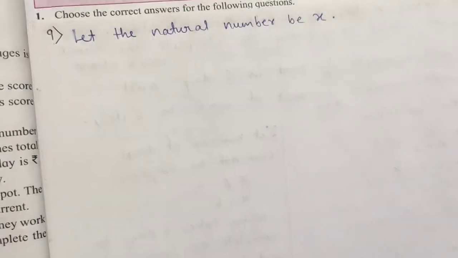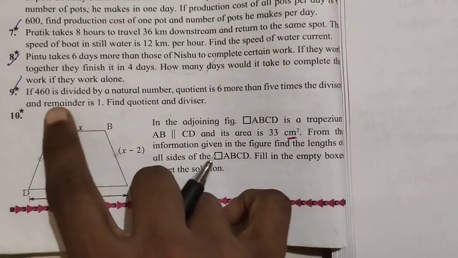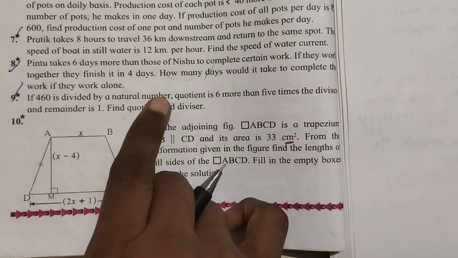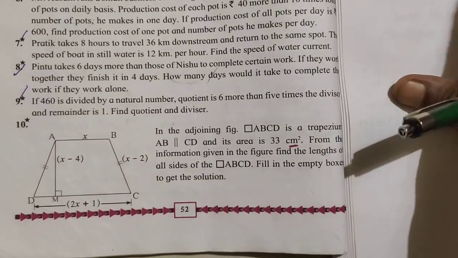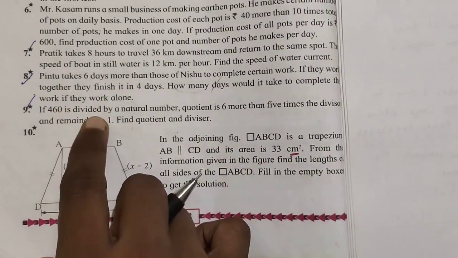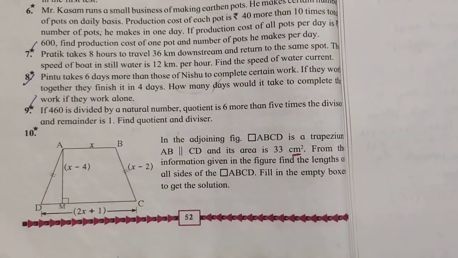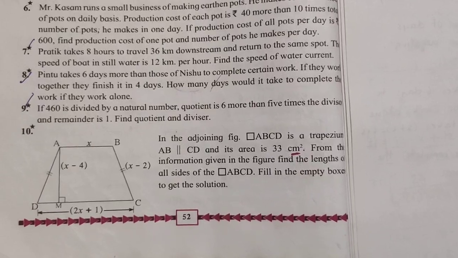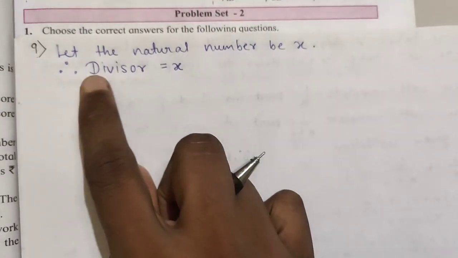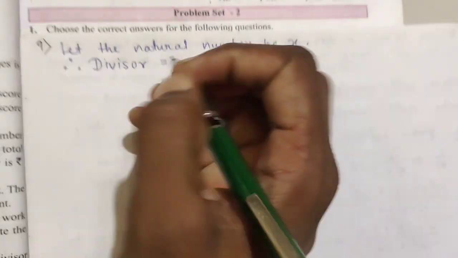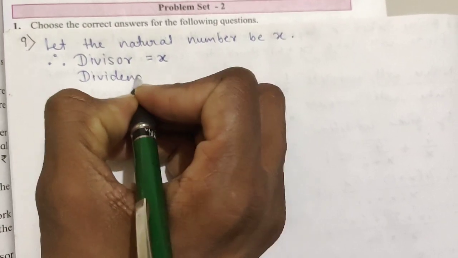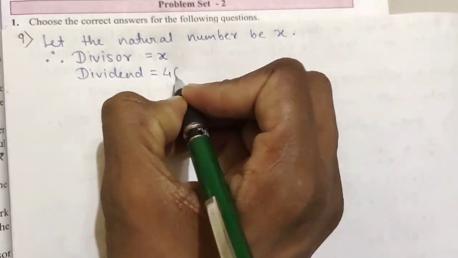Okay, now see the question. 460 is divided by a natural number, means your natural number is what? Divisor, and 460 is divided by, so 460 is what? Dividend. So let us write all these conditions. That natural number is your divisor, that is x. Then what is your dividend? 460 is divided, so dividend is 460.